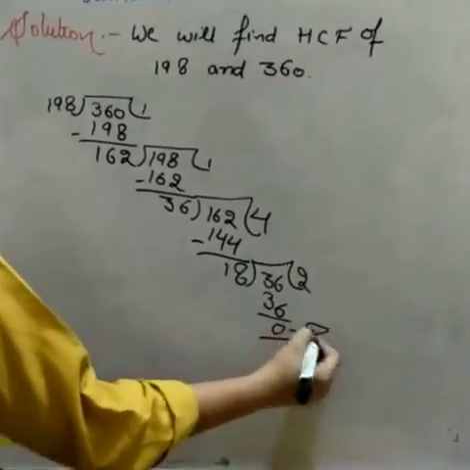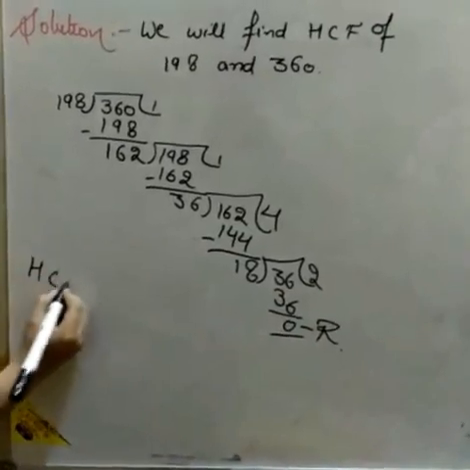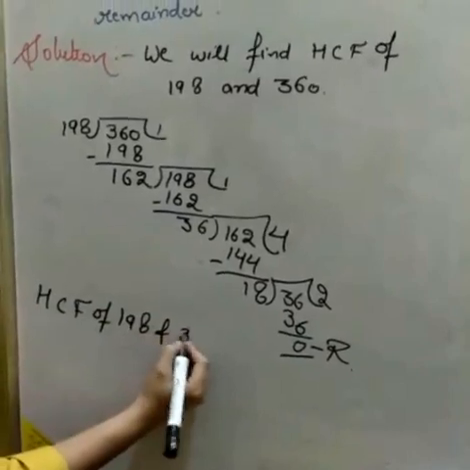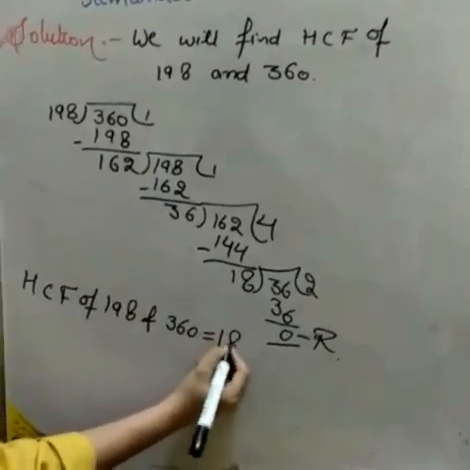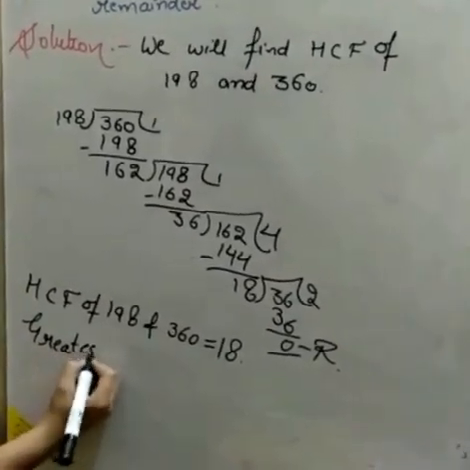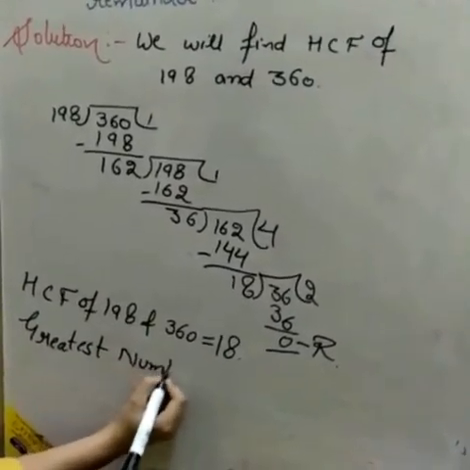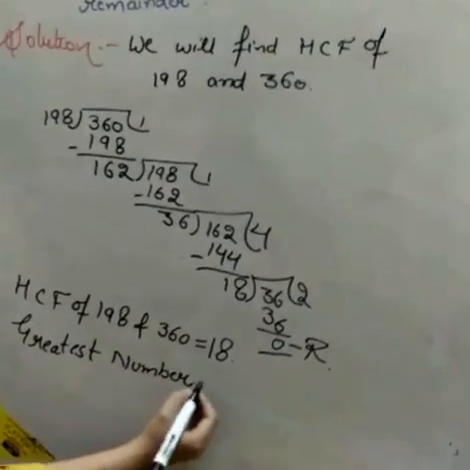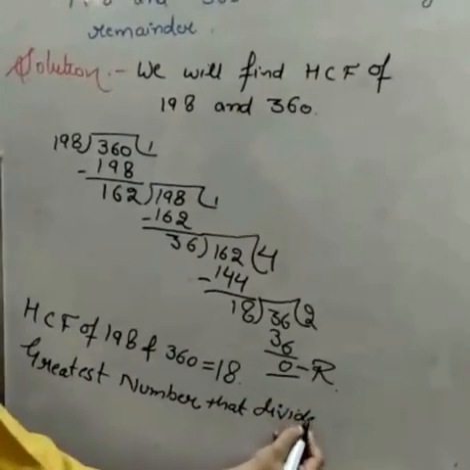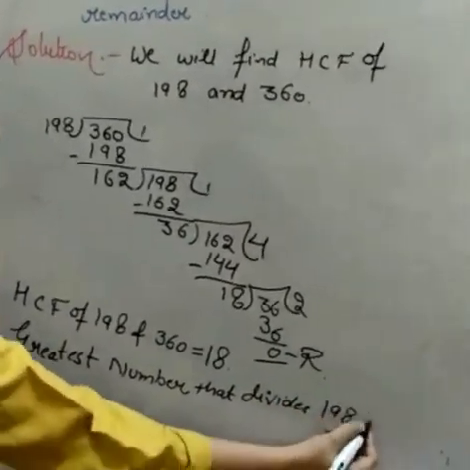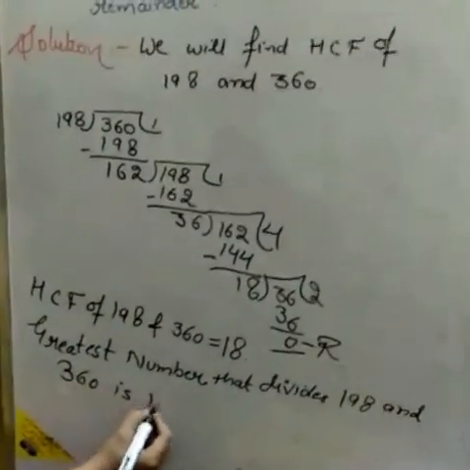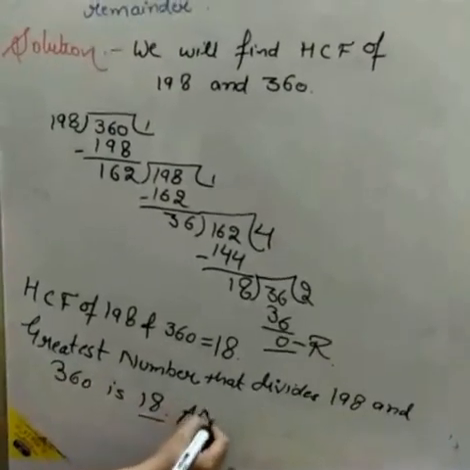Here remainder will be 0, which means HCF of 198 and 360 is equal to 18. So greatest number that divides 198 and 360 is 18. So this is your answer.